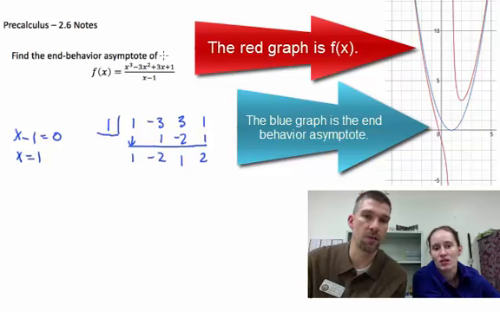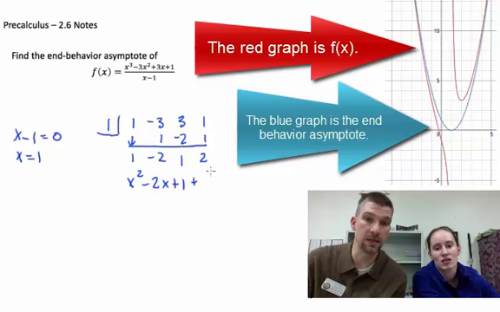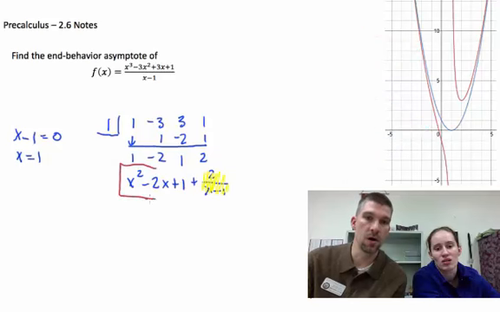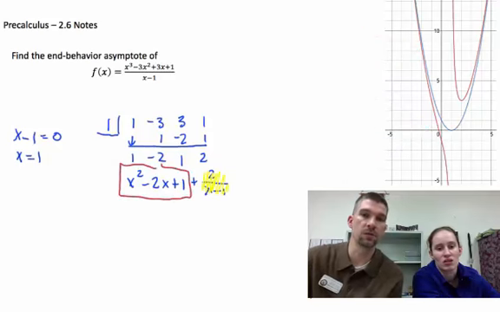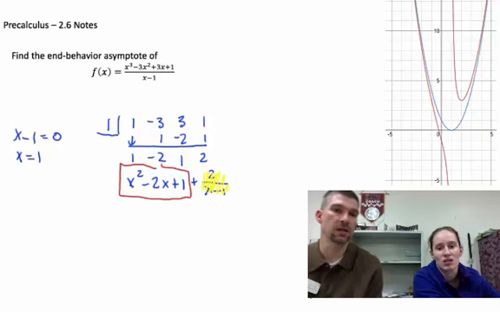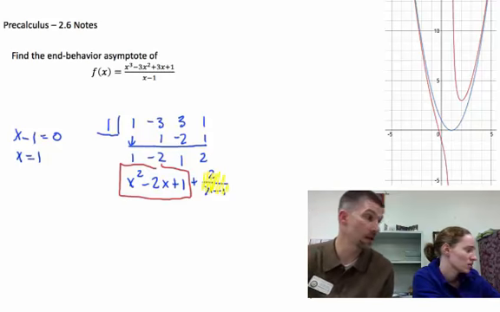And we went from a third degree equation to a second degree. So basically what I have is x squared minus 2x plus 1 plus the remainder, which is 2 over x minus 1. Okay? But for the end behavior asymptote, we don't care about that at the end. We just want this guy right here. So our end behavior asymptote for this particular problem is actually going to be a parabola.